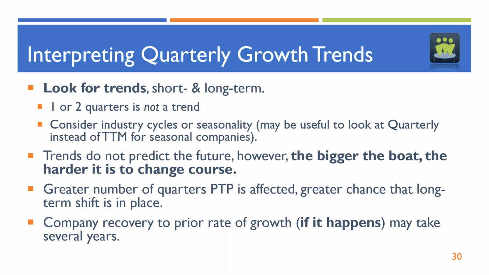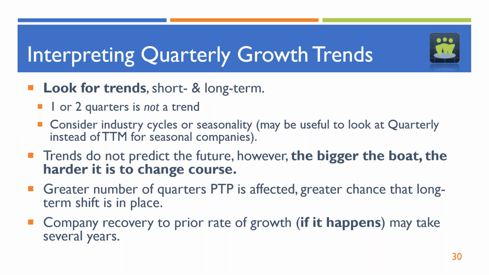Seasonality is also something. Retail stocks famously always have big fourth quarters, and the second quarter for many retail companies might be pretty low, or the third quarter. They might typically have one quarter where revenues and earnings tend to fall off. So you want to understand that, and it's not necessarily a negative, but you want to be able to do the analysis. Trends never predict the future, and keep in mind that the bigger the boat, the harder it is for it to change course.